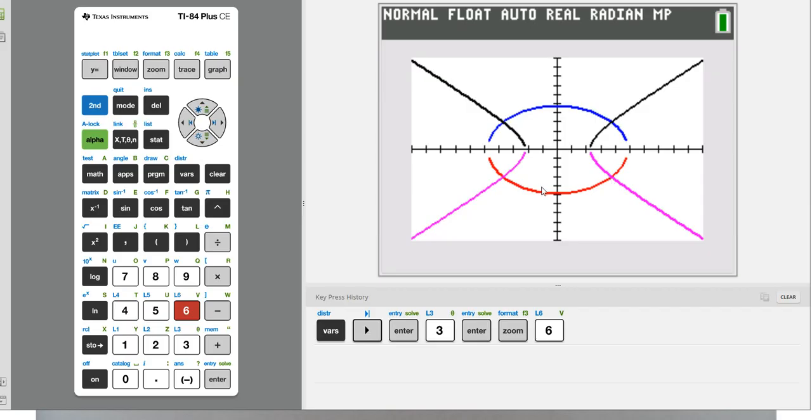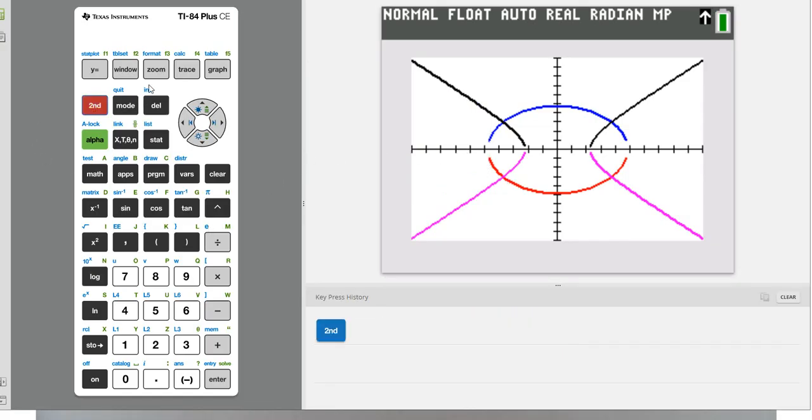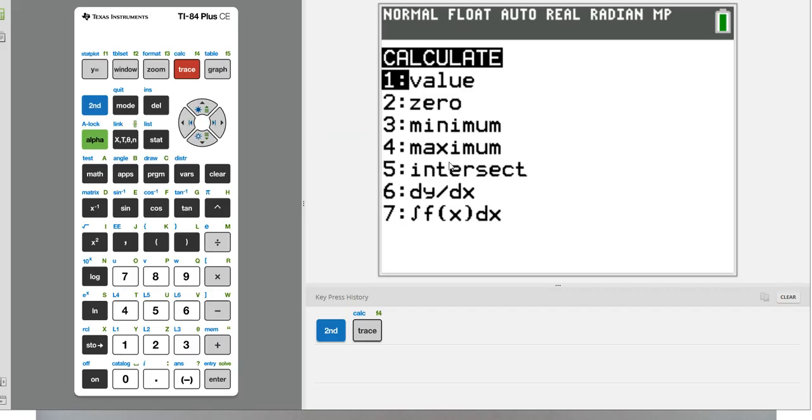Let's find at least one of them. So let me remind you how to find those. We're going to go to the calculate menu and find an intersection. We want to intersect between the black curve and the blue curve. So keep an eye on the color of these curves. If you hit second and then calc, so let me clear out these again so you can follow along my keystrokes. Second and calc, we want to find the intersection.